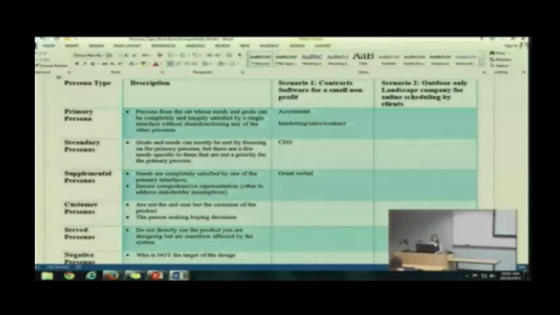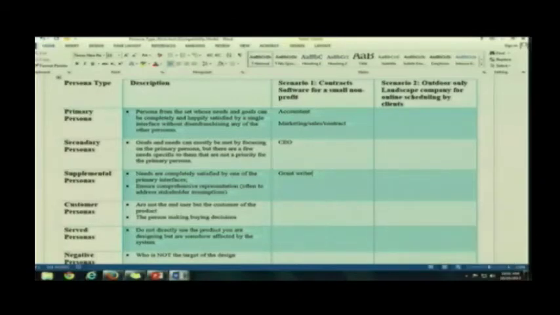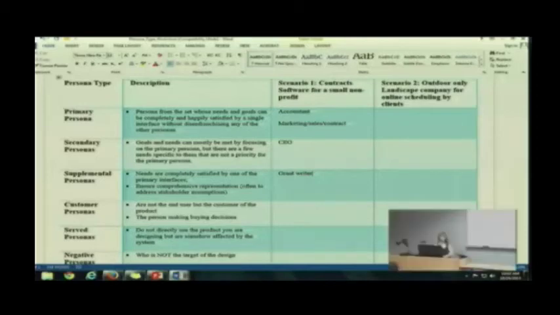So that's a great example. Grant writers are very important to nonprofits, and to the university, actually. The university is a nonprofit, in case you didn't know. Anyone else? That was a great example. Supplemental personas are not always easy to come up with, and you do not always have supplemental personas. You may not have any. Although on assignment 4, I want you to put a supplemental persona.